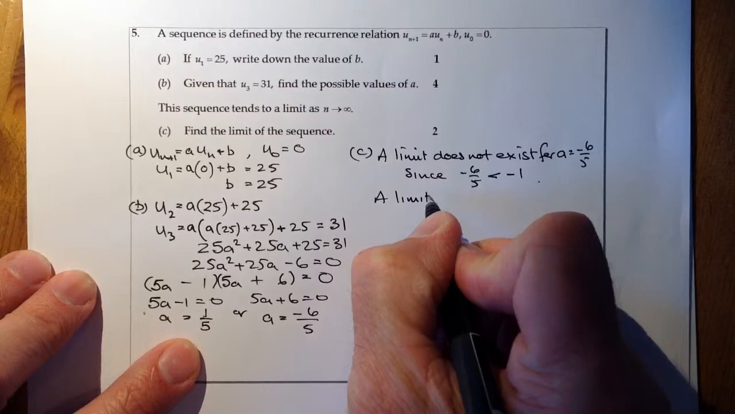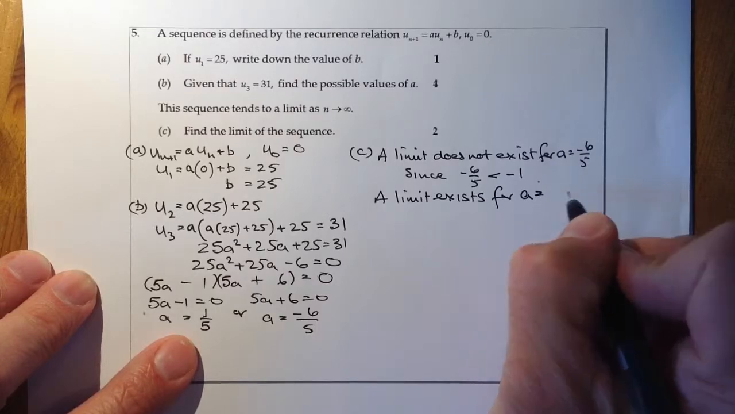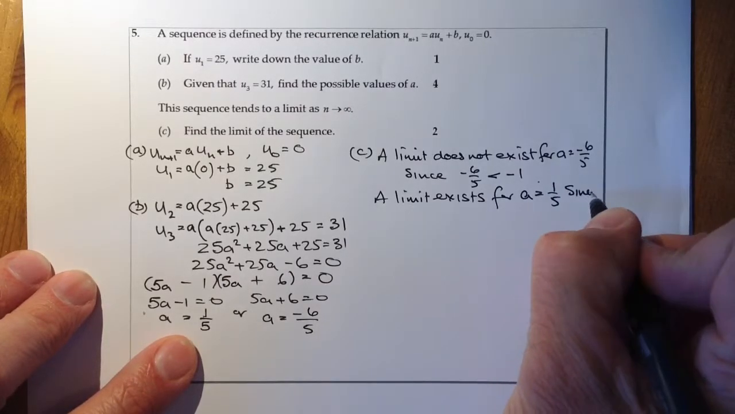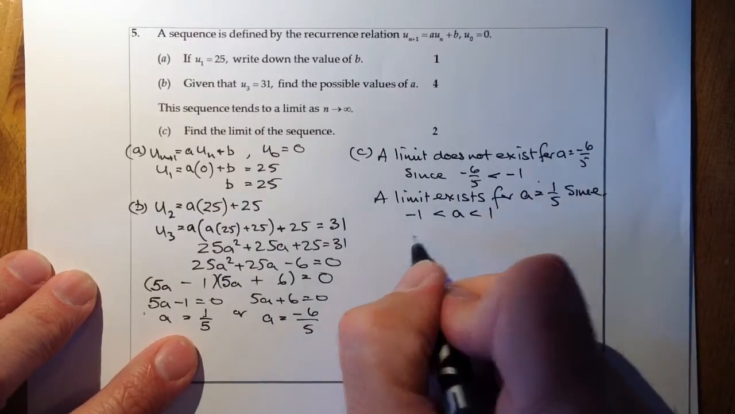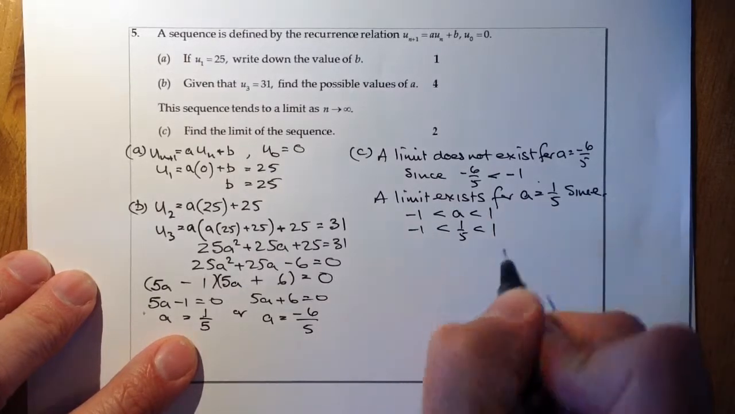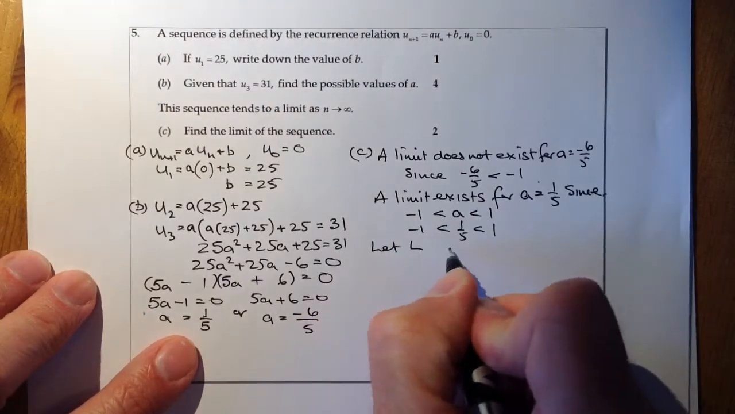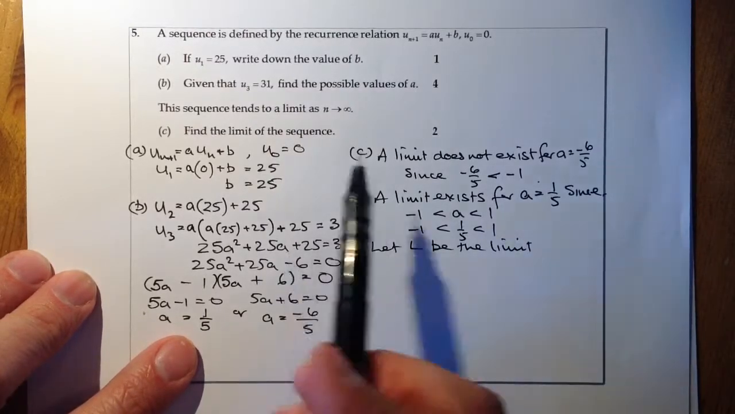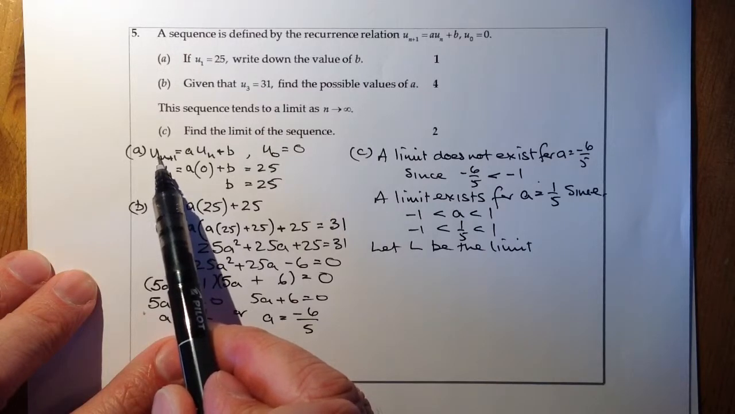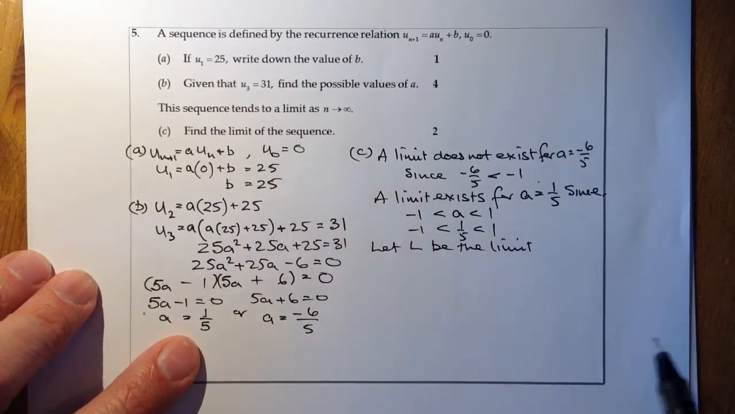So I'll say that a limit exists for a equal to 1 over 5 since it lies in between minus 1 and 1. Okay, so the fifth lies in there in between the minus 1 and the 1. Okay, so a limit exists. I'm going to let L be my limit, and I'll substitute into the equation. So wherever I see this part here, un plus 1 and un, I'm going to substitute L in there. Okay, I know the value of A, and I know the value of B being 25.